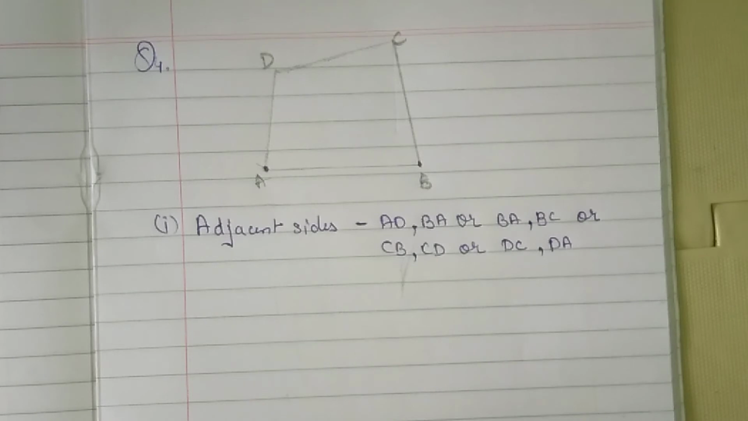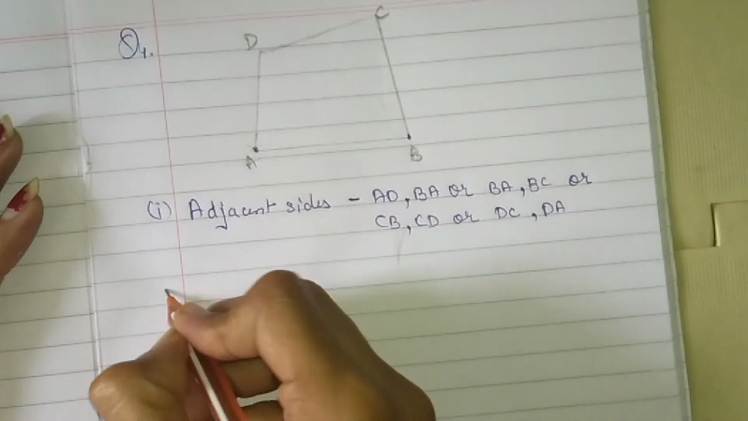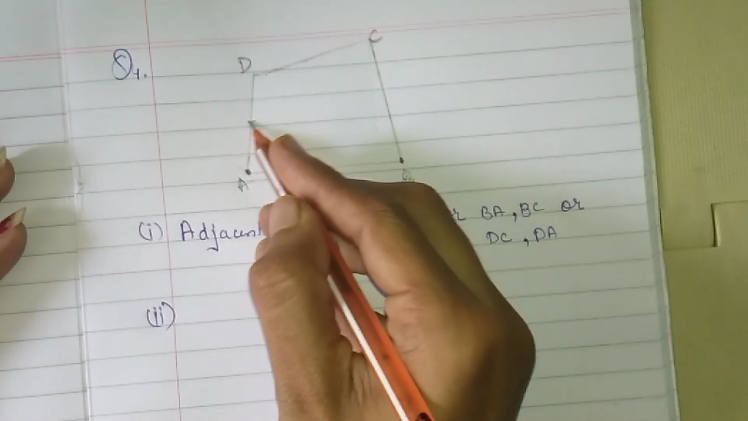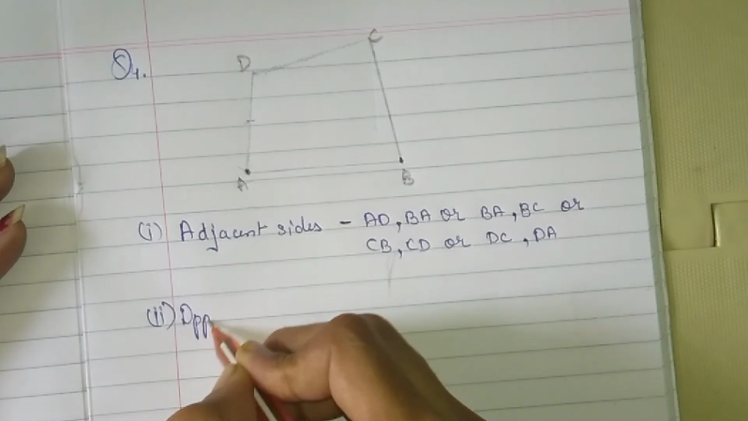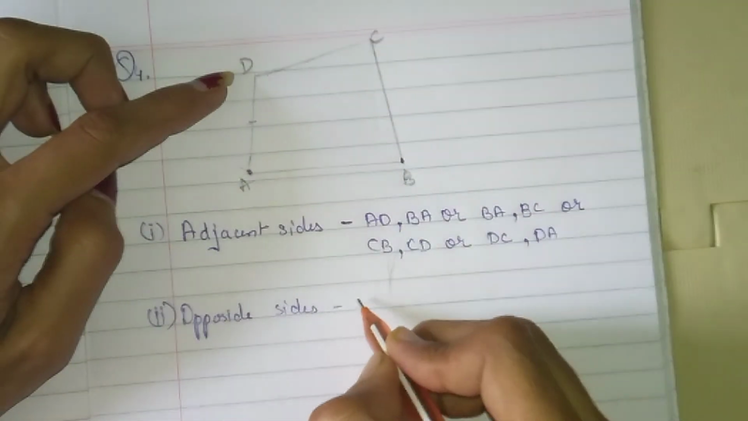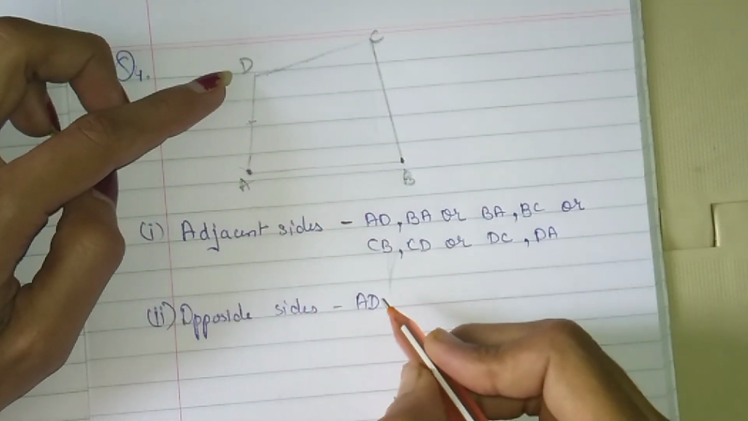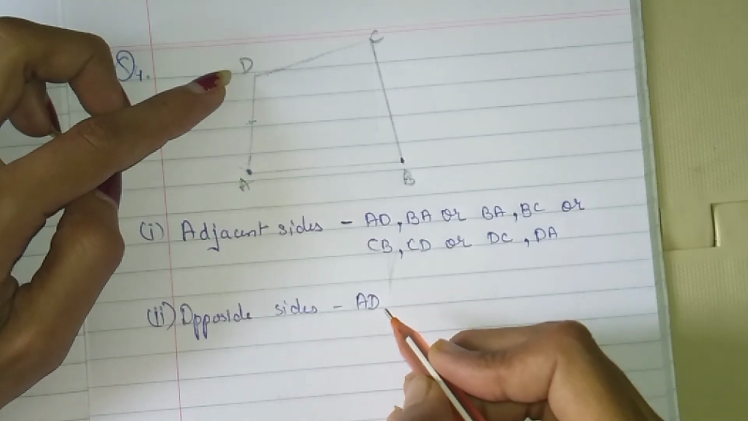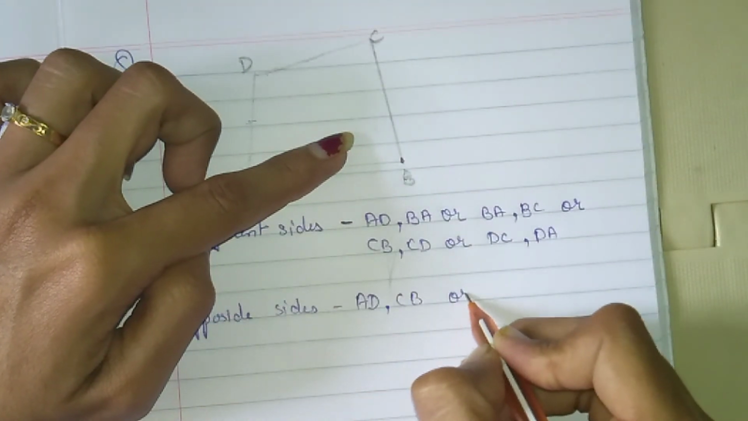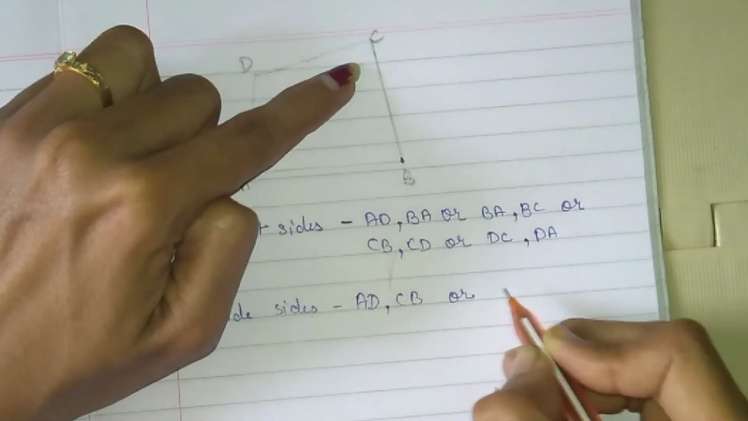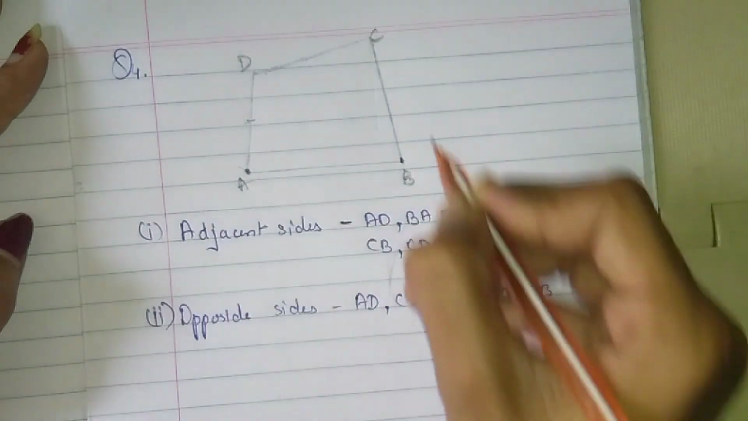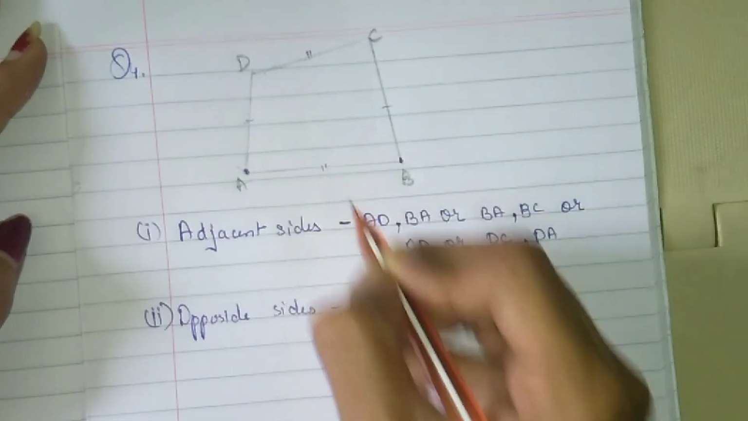Second question: name a pair of opposite sides. Opposite sides we have to see. So the first pair is AD comma CB, or the second pair we can say DC comma AB. Right? These are the opposite pairs.